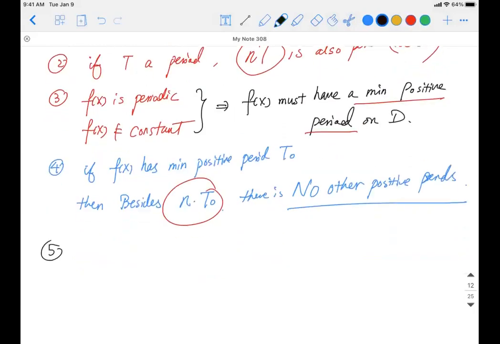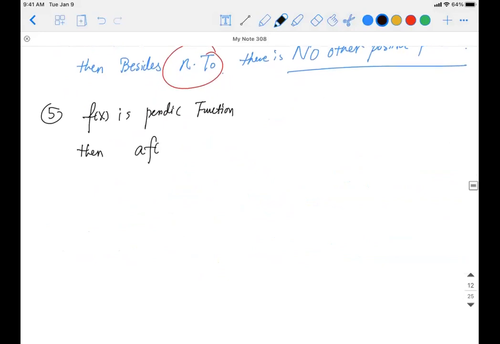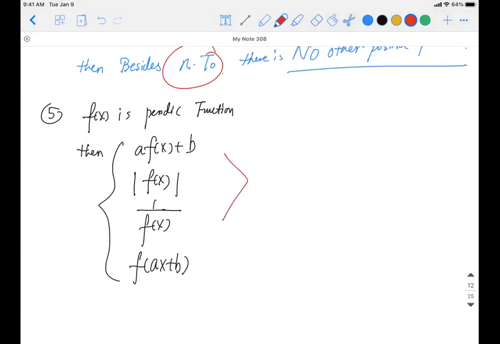Number 5. If f(x) is a periodic function, then all the following functions are also periodic: any kind of linear combination of f(x), f(x) with absolute value taken, f(x) with reciprocal taken, f(ax+b). All those functions are periodic functions. Okay, so far so good. This is also understandable, right? If f(x) is periodic and you take a reciprocal, a linear combination, or even compose functions, you don't really change the periodicity. So periodicity is a very stable property for a function.